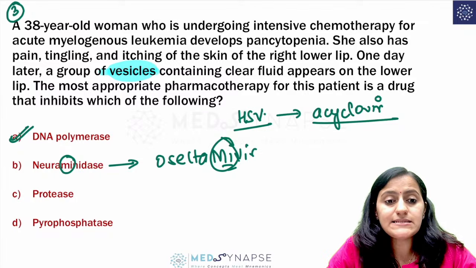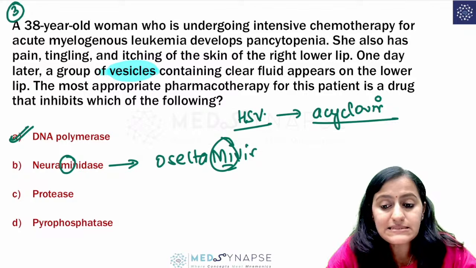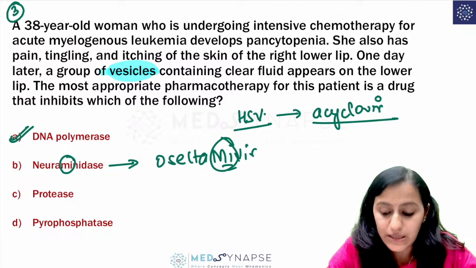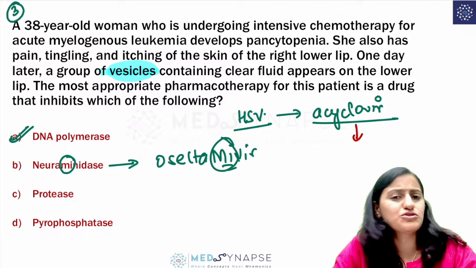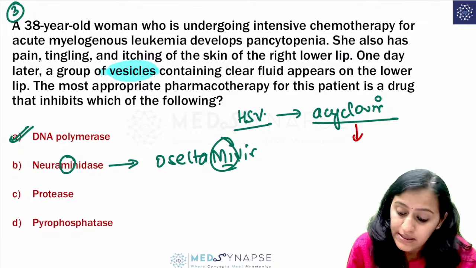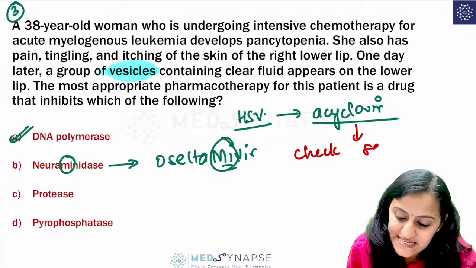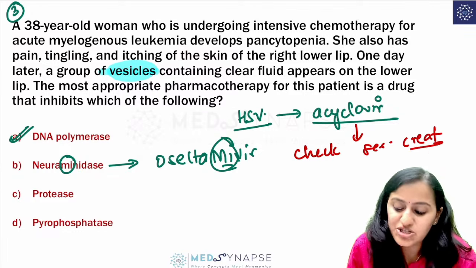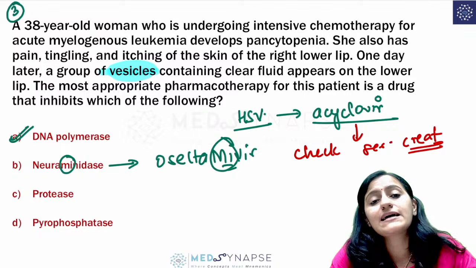So this is about acyclovir. Remember, this is DNA polymerase, and before giving acyclovir, what should you test for? This is another question which is asked. Because acyclovir is nephrotoxic, remember you need to check serum creatinine. Okay, check serum creatinine before giving acyclovir.